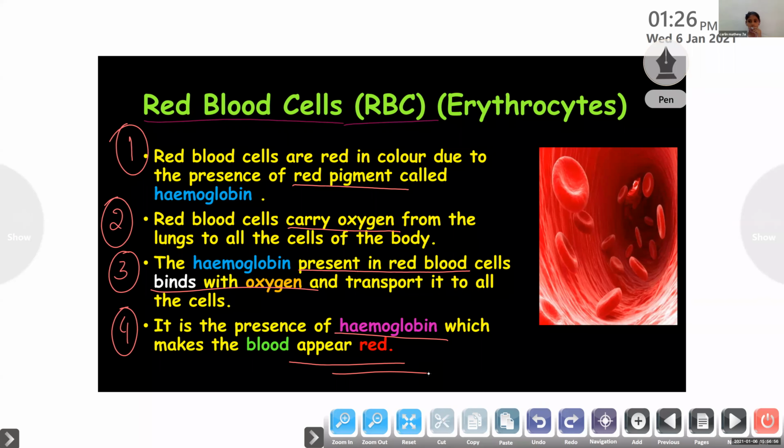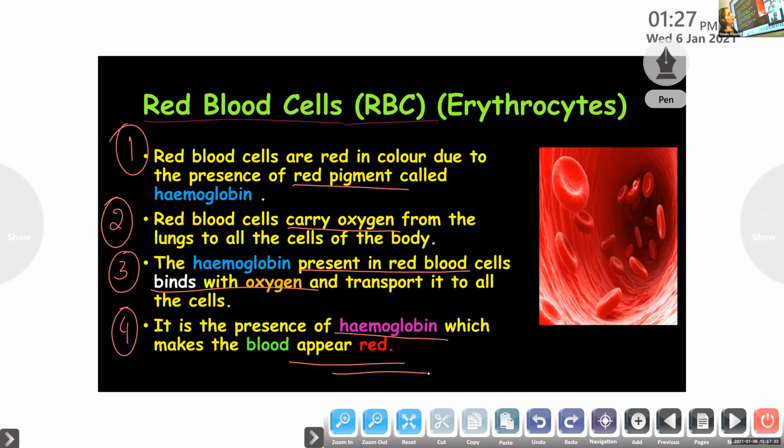Okay. Prajita, read the second point, that is about the function of RBC. What is the function of RBC? Red blood cells carry oxygen from the lungs to all the cells of the body. Sriram, what is the function of red blood cells? It carries oxygen from the lungs to all cells of the body. Okay, Lakshmi, what about the third point?